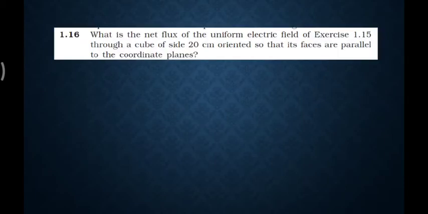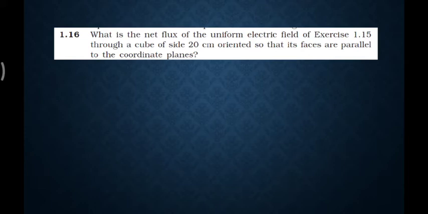Let's go for 1.16 without wasting time. What is the question? What is the net flux? Again we have to find the flux of the uniform electric field present in exercise 1.15, electric field 3 into 10 to the power 3 i cap, through a cube whose side is 20 centimeter, oriented so that the faces are parallel to the coordinate planes.